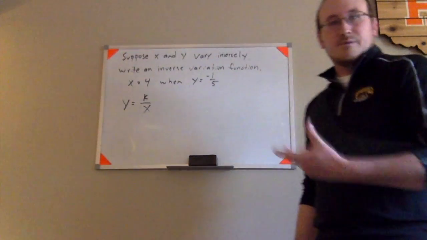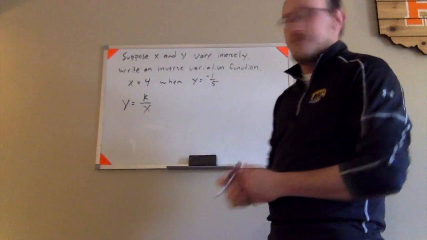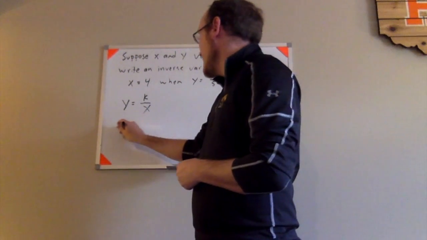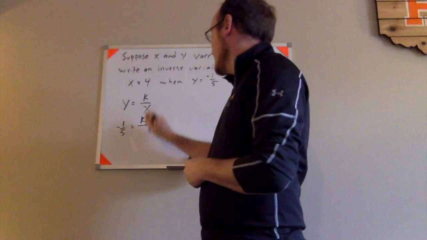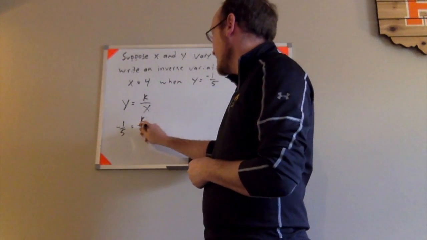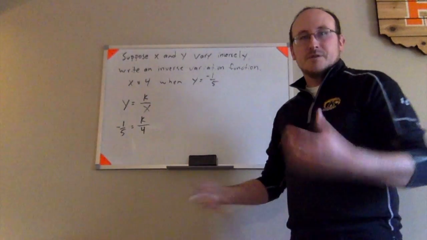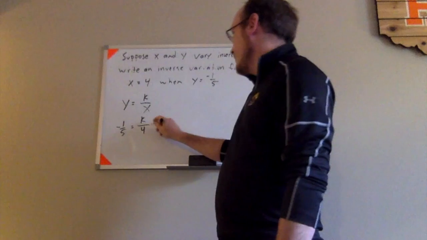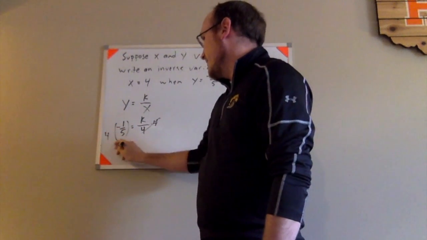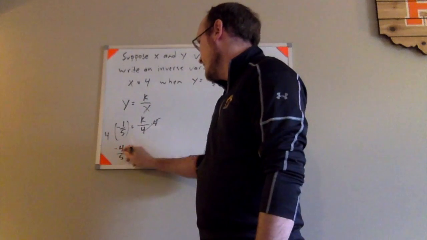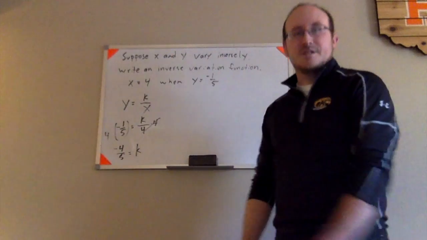We know an x and we know a y, so we have that ordered pair. Let's go ahead and plug those in and solve for this constant of variation. Y is negative 1/5, and k divided by x, which x is 4. So we have negative 1/5 equals k divided by 4. We need to multiply both sides by 4 to get k by itself. And 4 times negative 1/5 is negative 4/5. So our constant of variation is negative 4/5.